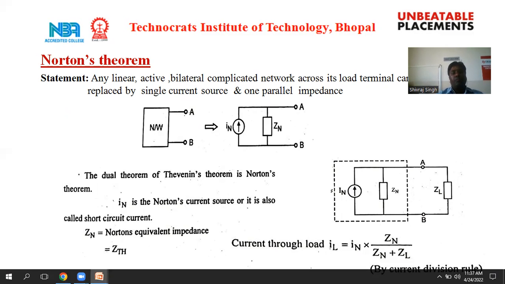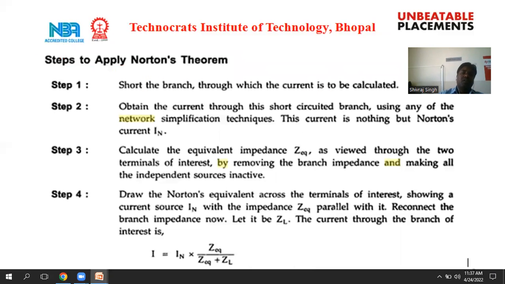So how can we calculate the response, that is load current or voltage or power? Here we follow different steps. Firstly, remove the load terminal and measure the Norton's current. Again, we can calculate the Norton's equivalent impedance. It's just like the Thevenin's equivalent impedance, right? That means Thevenin's equivalent impedance and Norton equivalent impedance are the same. And at the last, we can calculate the load current.